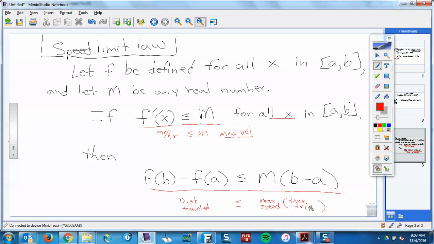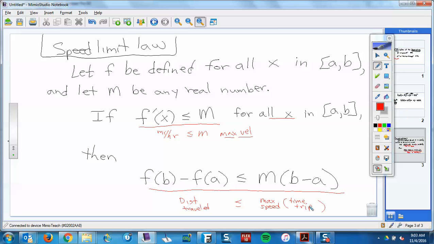So, if you say, yeah, big deal, that's obvious. That's this thing right there. Here's what's big about it. This says that if you know something about your speed, then you know something about how far you went. Okay? Would you agree with that? If you know something about your speed, maybe it's changing, but we know the most it ever was, right? Then you know something about how far you went.